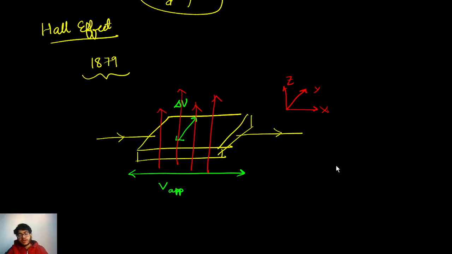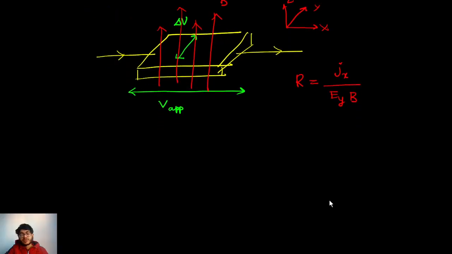So something called the Hall resistance or Hall coefficient is given as j_x by E_y into B, where B is the magnetic field. So given the fixed current density j_x, what will be the electric field that will be produced in the y direction? Okay, so that is the Hall coefficient.